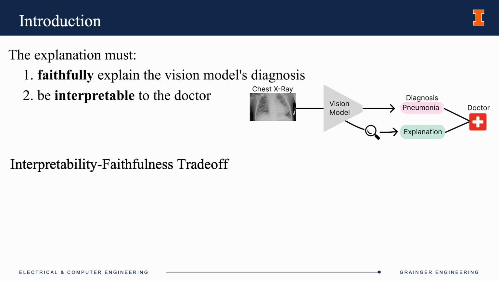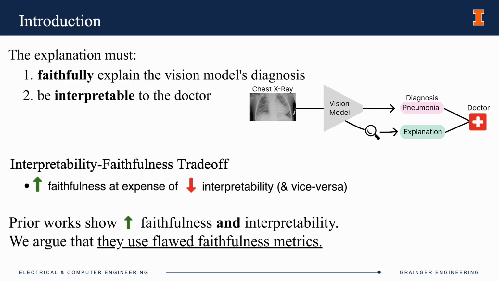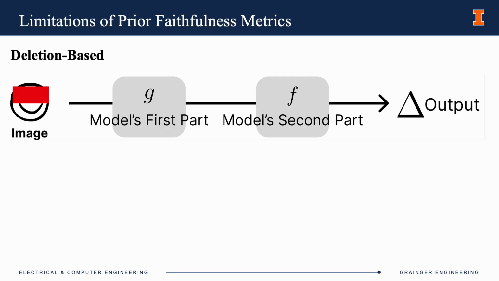However, interpretability and faithfulness usually come at a trade-off, since higher faithfulness usually involves a more complex explanation, which is harder to interpret. Interestingly, prior works have shown high faithfulness and interpretability, which led us to question their results. Upon doing so, we found that they used flawed faithfulness metrics. Let us look at prior faithfulness metrics. There are two kinds. First, we will start with deletion-based metrics.